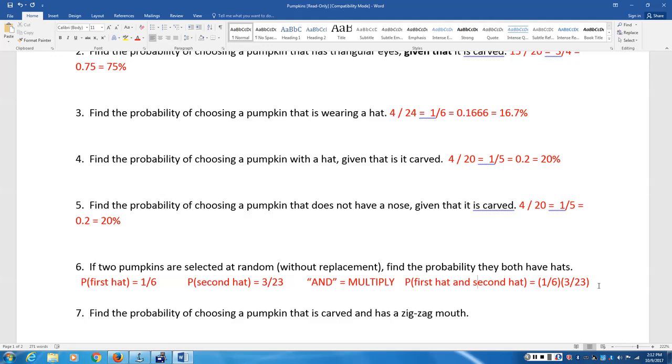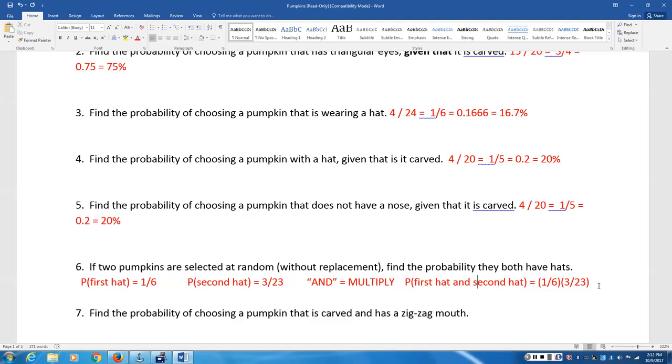And that word "and," how are you going to have both of them have a hat if the word that goes there is an "and"? What if you didn't draw a pumpkin with a hat on the first draw? Are both of them going to have hats? No. So we have to assume that the first one had a hat in order to even have a chance at both of them having hats. Because if the first one doesn't have a hat, then we may as well just quit playing. The second thing's not going to happen. So we're only interested in outcomes where the first one has a hat and the second one has a hat. And the word "and" is going to tell us to multiply our options.